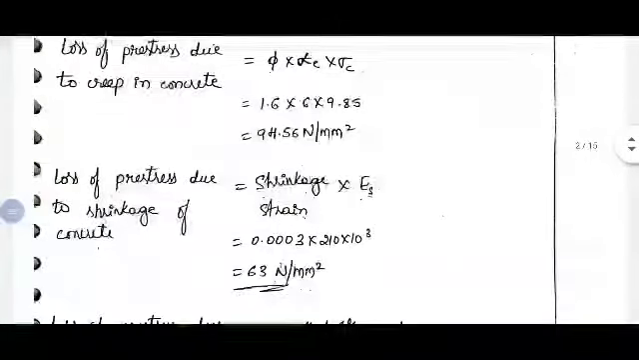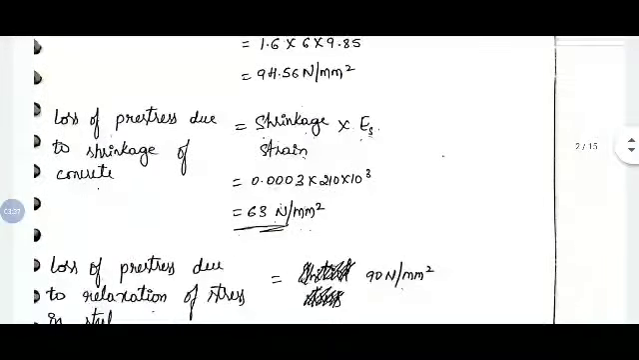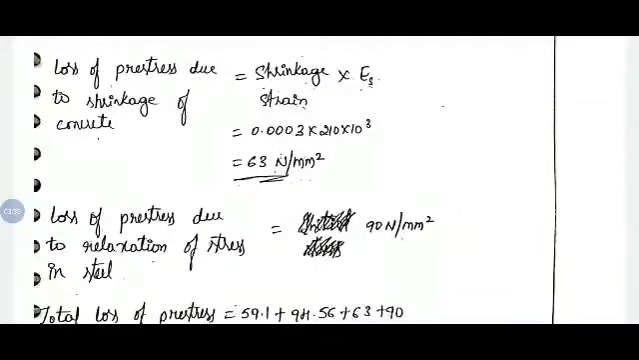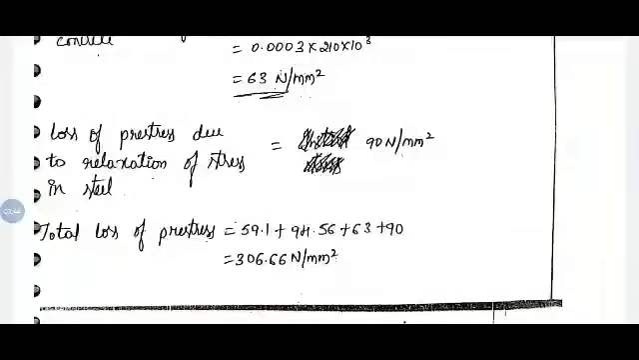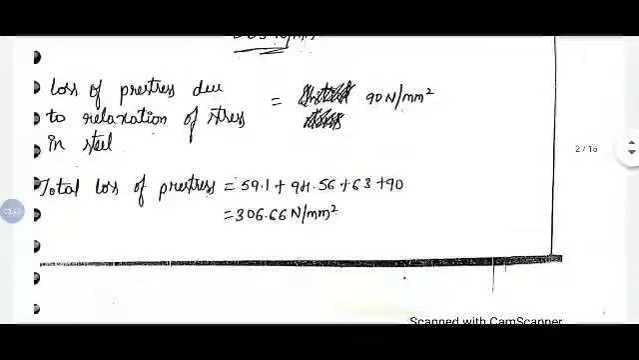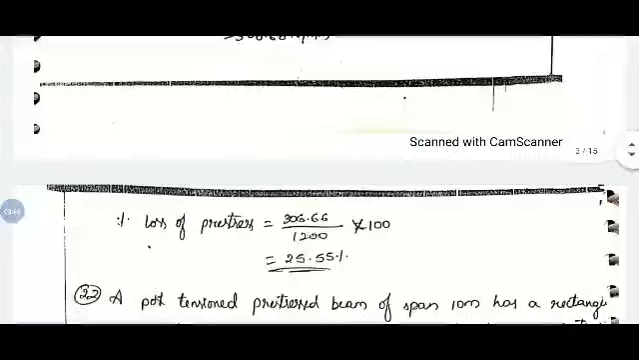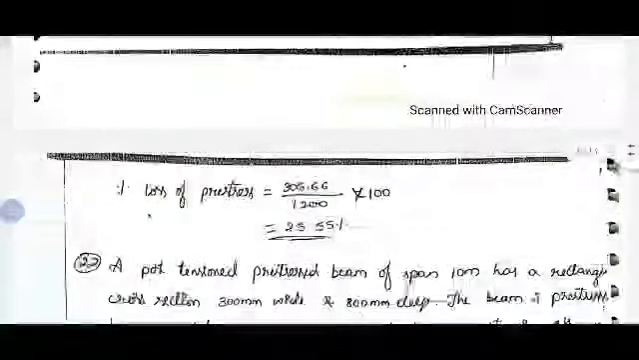Then loss due to shrinkage strain, since it is pre-tensioned, as per IS 1343 for pre-tensioned members, shrinkage strain will be 0.0003 and Es, so it is 63. And relaxation of stress, it is directly given 90 Newton per mm square. Add all the losses, we will get total loss 306.66 and calculate the percentage with respect to 1200 Newton per mm square. So that is 25.55%.